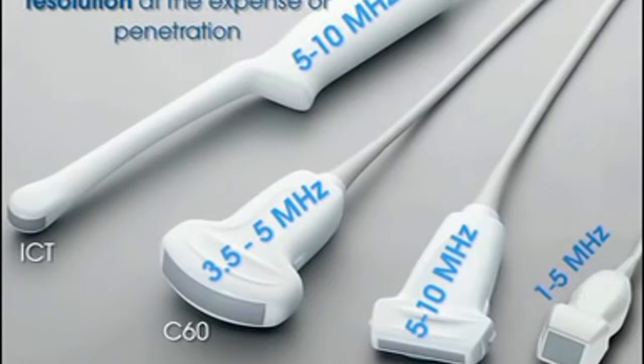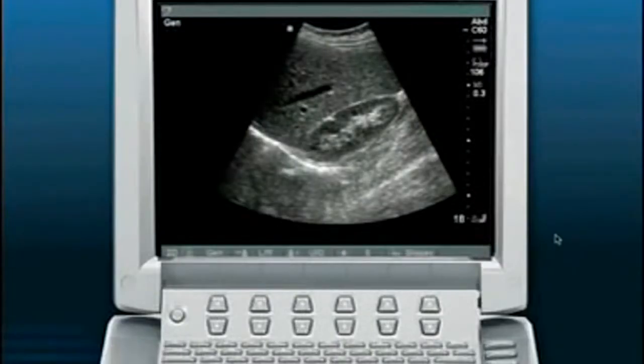So you always want to use the highest possible frequency that will get you to the depth of interest. Now you notice that each one of these transducers has a frequency range. So for example, this one goes 5 to 10 megahertz, 3.5 to 5, 5 to 10, 1 to 5 megahertz. And basically you can toggle the frequencies up or down within each transducer depending on the clinical situation. So let's say that this transducer here goes from 1 to 5 megahertz.